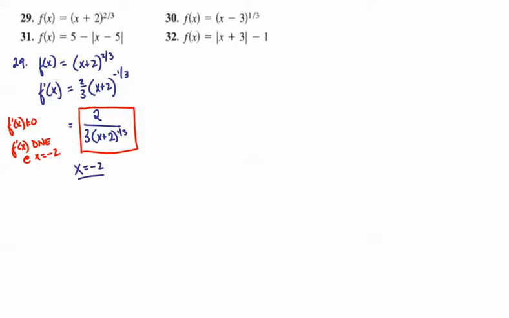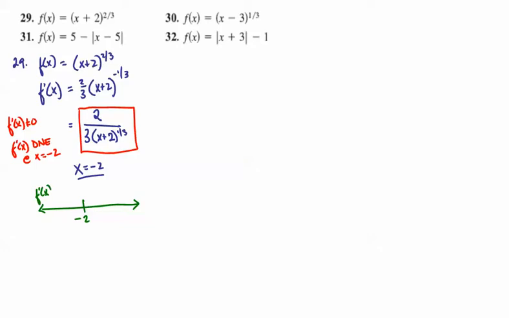Now we have to go back to check to make sure that the function exists at -2. So we plug in -2, -2 plus 2 is 0, and 0 to the 2/3 power is still 0. So the function exists there, but the derivative does not, so that is a critical number. We could either have a sharp turn or a vertical tangent at that point.